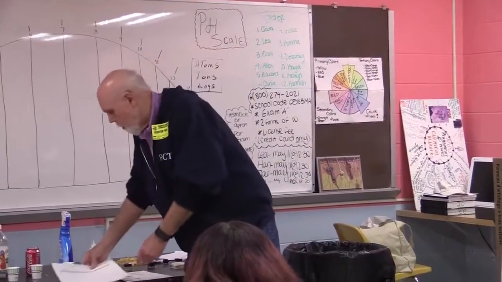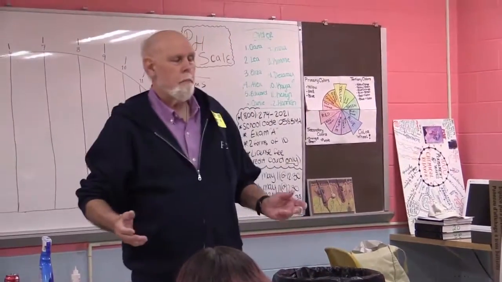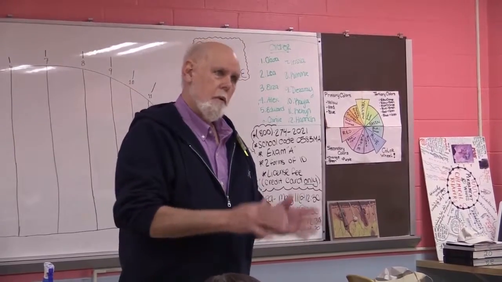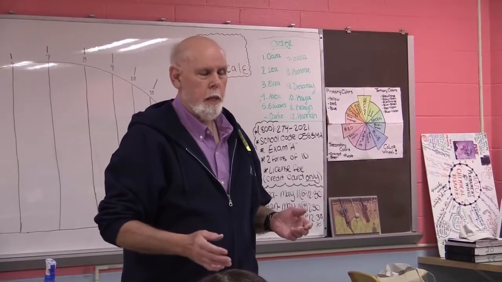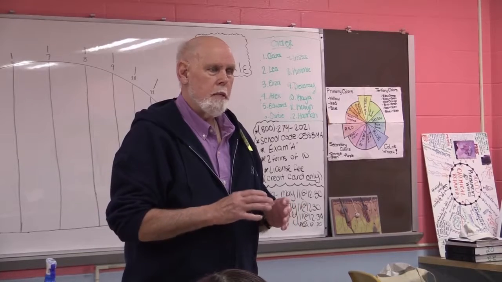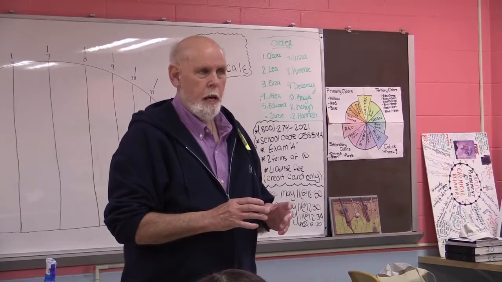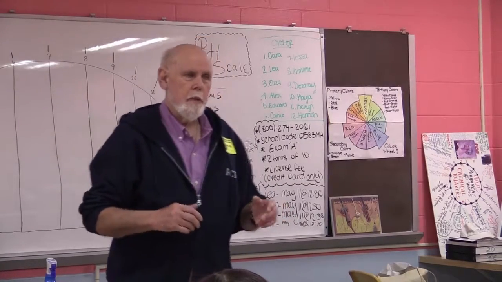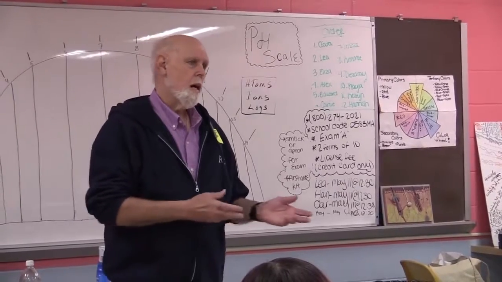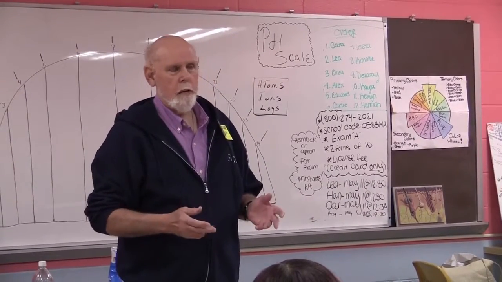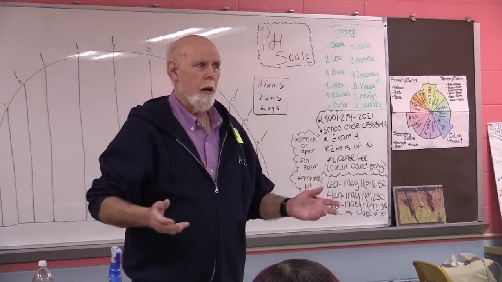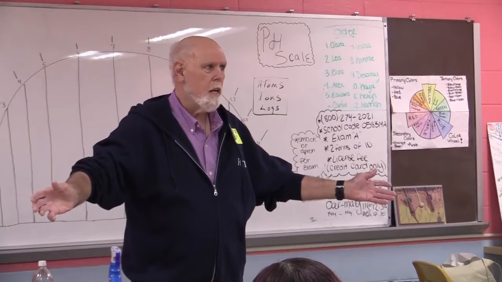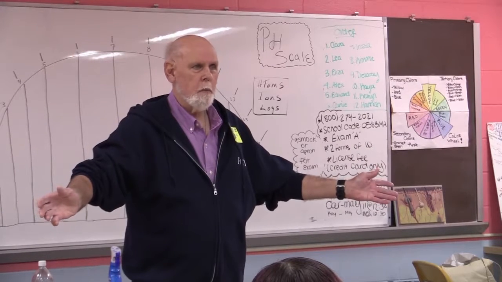Now, logs are a way for scientists to write very big numbers very small. A log is simply, if you have a number with base 10, the exponent of base 10. Like for instance, if I have 10 to the first power, the log is 1. 10 to the second power, the log is 2. 10 to the third power, the log is 3. 10 to the fourth, 4. That's it. That's all it is. Logs are just the exponent of 10.